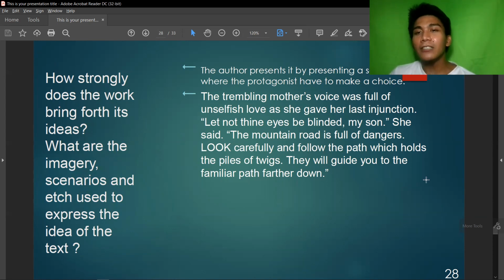The trembling mother's voice. So here we have it: the trembling mother's voice was full of unselfish love as she gave her last injunction. Let not thine eyes be blinded, my son, she said. The mountain road is full of dangers. Look carefully and follow the path which holds the piles of twigs. They will guide you to a familiar path farther down. So, isn't that something? Even though her son was going to leave her, she still thought of a way to guide him. Beautiful.